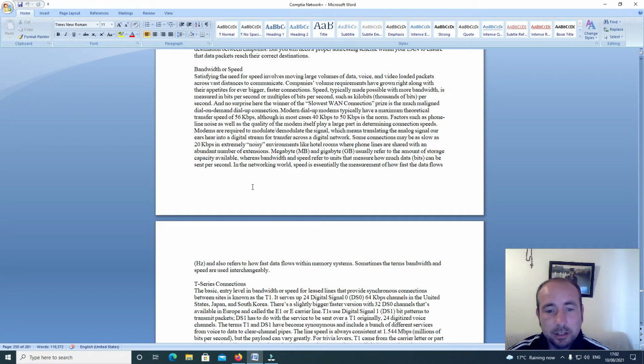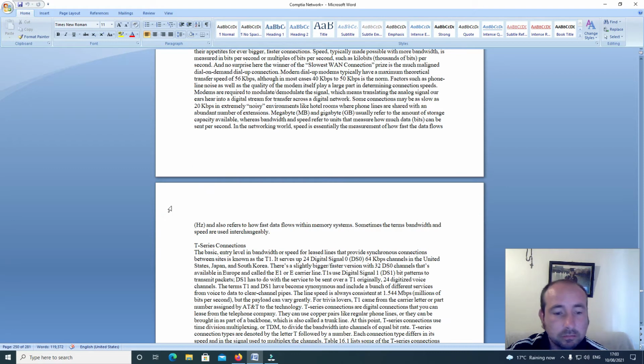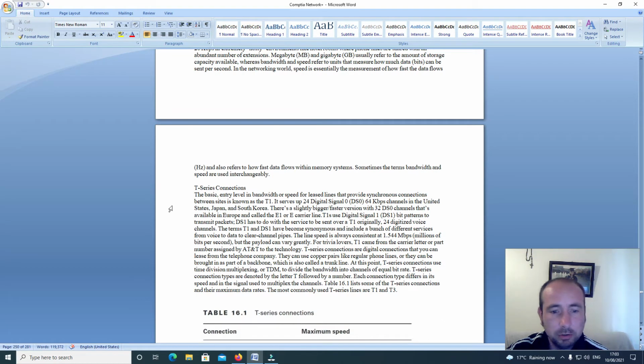A megabyte, MB, and gigabyte, GB, usually refer to the amount of storage capacity available, whereas bandwidth and speed refer to units that measure how many data bits can be sent per second. In the networking world, speed is essentially the measurement of how fast the data flows, measured in hertz, and also refers to how fast data flows within memory systems. Sometimes the terms bandwidth and speed are used interchangeably.